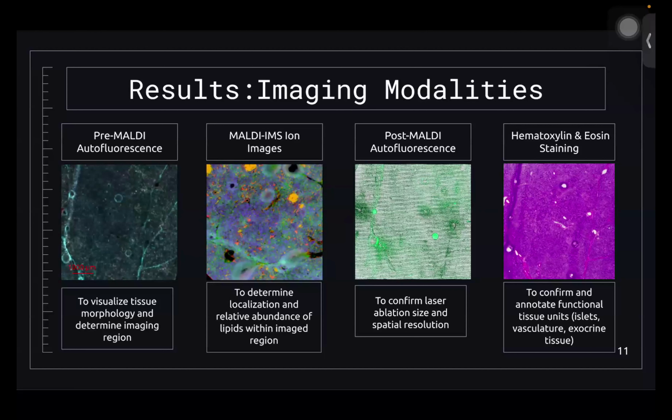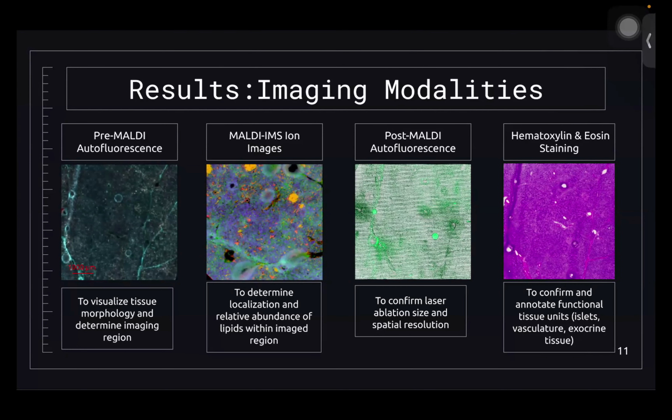So we have the before MALDI autofluorescence microscopy, which is basically for us to visualize how the tissue looks like, right? So visualize the tissue morphology, and it will help us determine what's the best area for us to image with MALDI. And then we have the MALDI IMS images, which, as I said, they help to determine the localization and the relative abundance of lipids within that region, right?